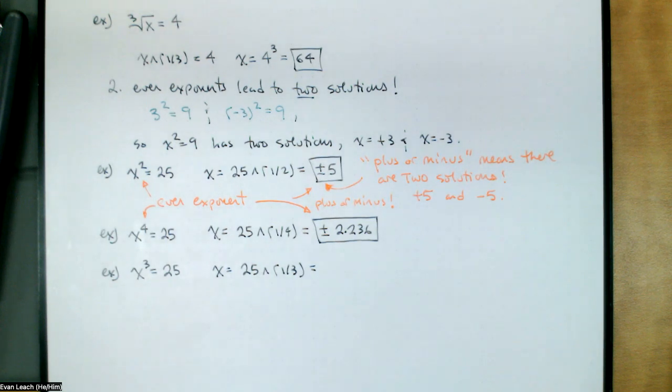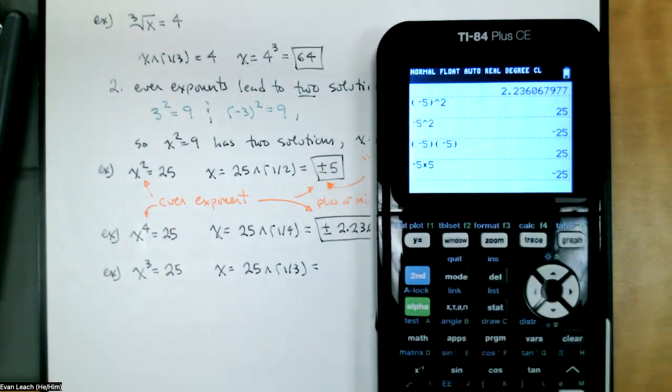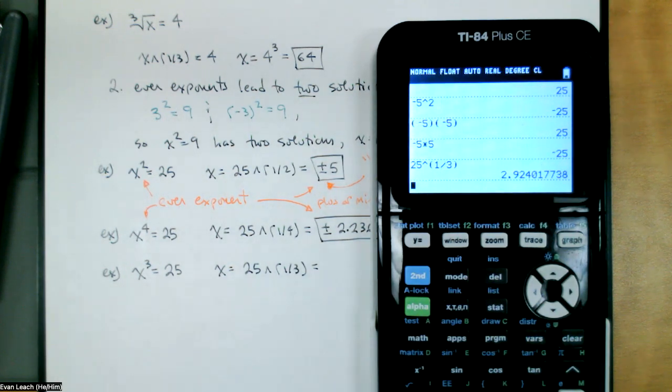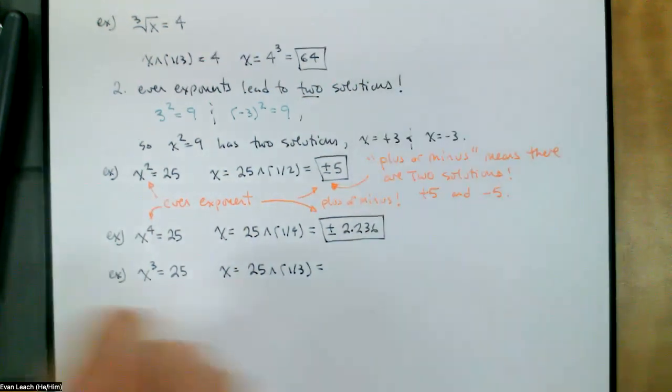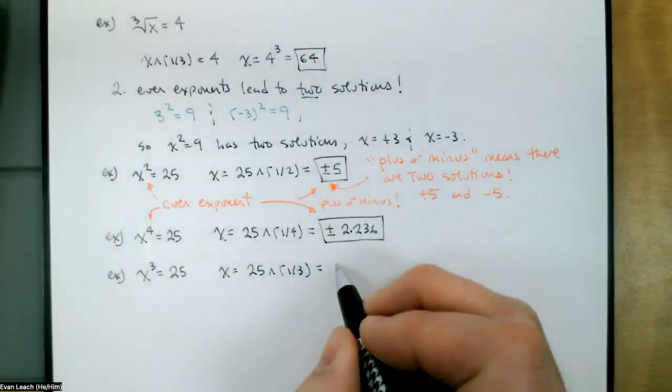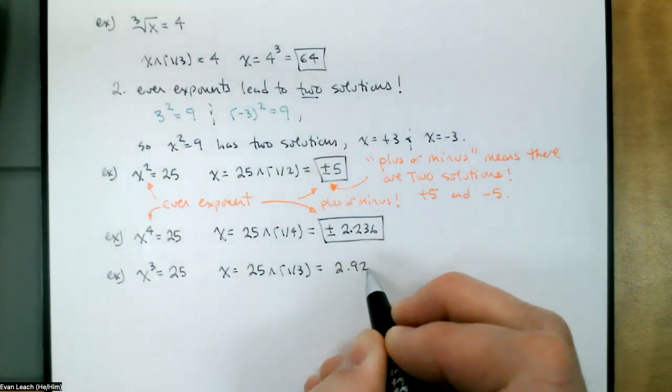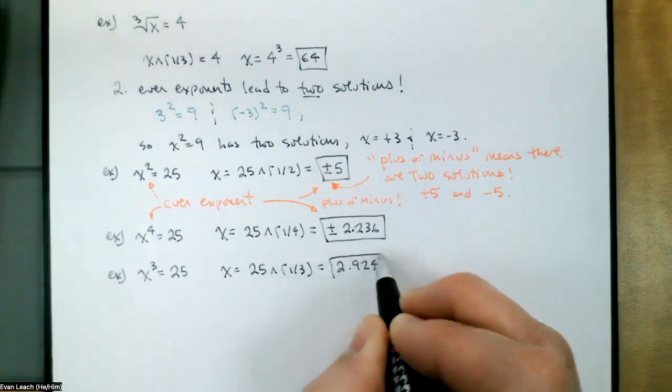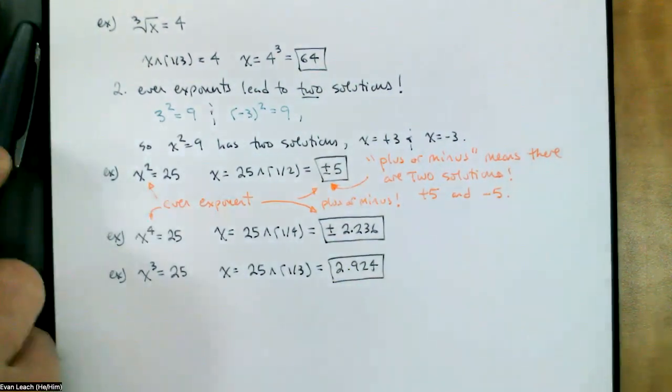So if we have x cubed equals 25, I'm not worried about plus or minus because I don't have an even exponent. 25 to the 1/3 power is 2.924. Don't want plus or minus because we did not have an even exponent.